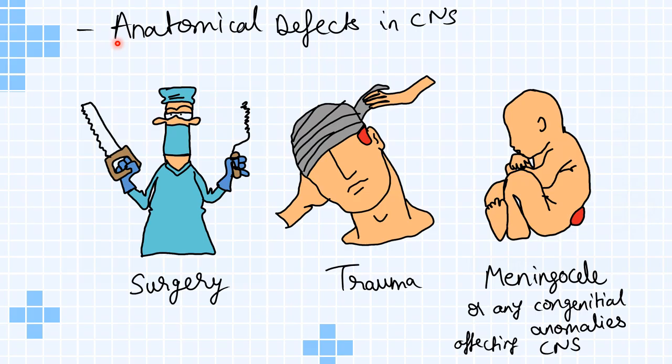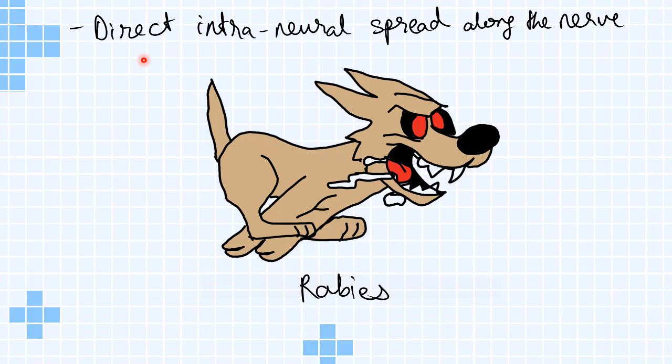Organisms may also gain access through anatomical defects in the central nervous system. This can occur after surgery, following trauma, or due to congenital abnormalities such as meningocele. These defects create a pathway for organisms to enter. The least common route is direct intraneural spread along nerves. A classic example is rabies virus infection. The virus travels through nerves and reaches the central nervous system.